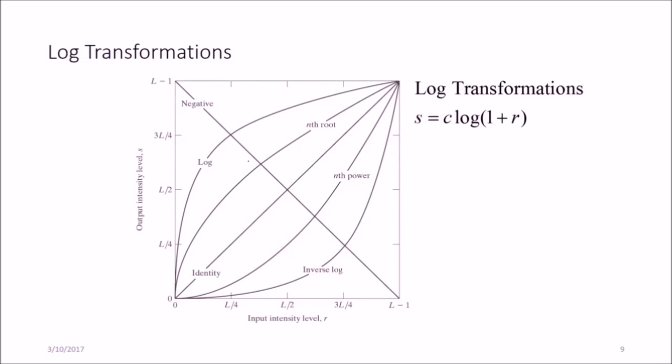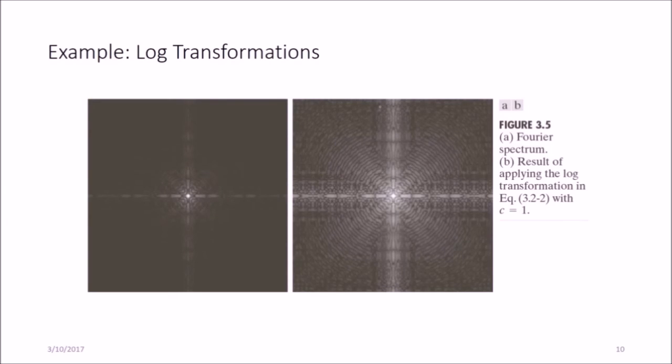Now the log transformation, how is this going to work? This is your DN value. You add 1 to the DN value and you take the log, and this is a certain constant C. So taking the log of the DN values, you can get the log transformation, which has this type of curve. Then we come to the Fourier transform.